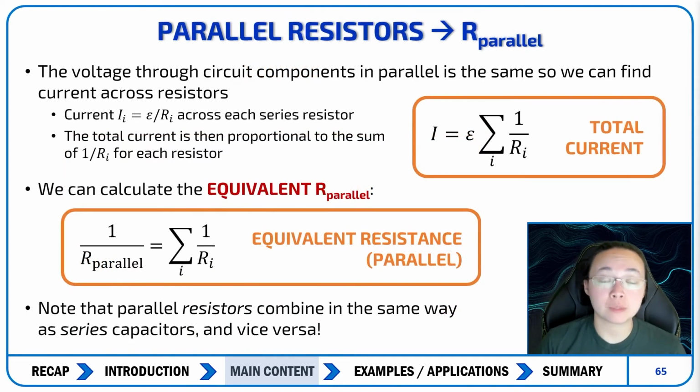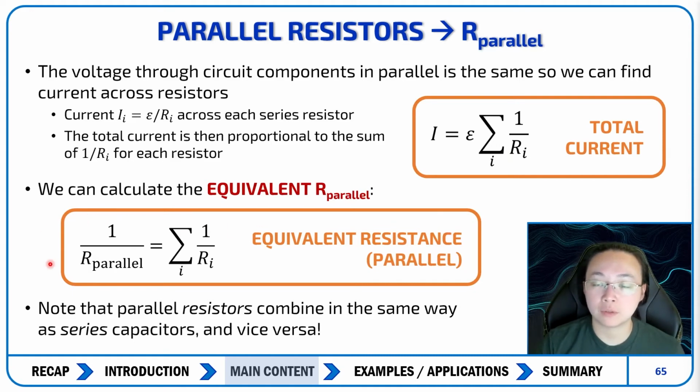Now we take a look at parallel resistors, or R parallel. Now we look at what happens when the voltage is constant. When the voltage is constant, we are able to find the current across the resistors. So the current is I equals epsilon over R_i. It's the epsilon that stays the same. Because epsilon stays the same, we can factor it out and we get 1 over R_i. So the total current is I equals epsilon, factored out, times the summation of 1 over R_i.